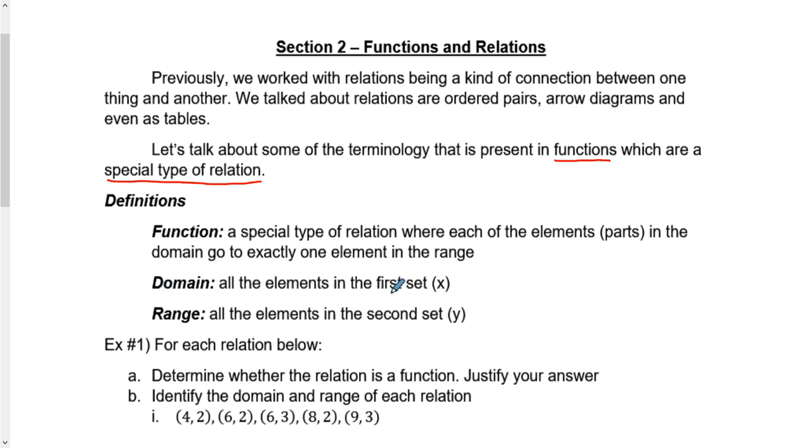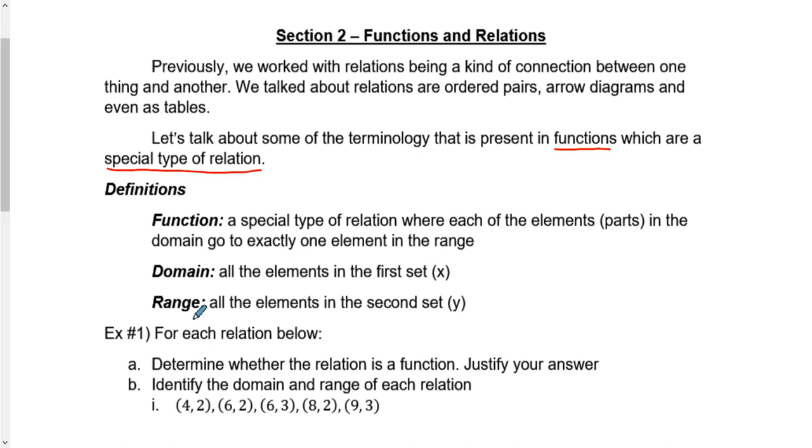A domain is all the elements, or all the parts in the first set. Typically, we'll talk about them as x's. A range is all the elements in the second set, or y's.